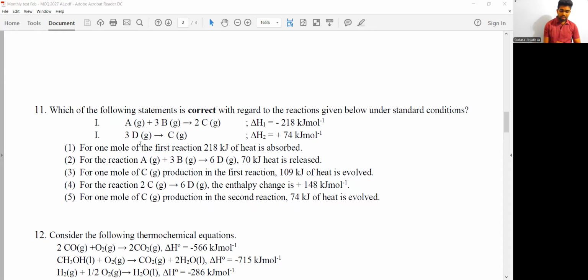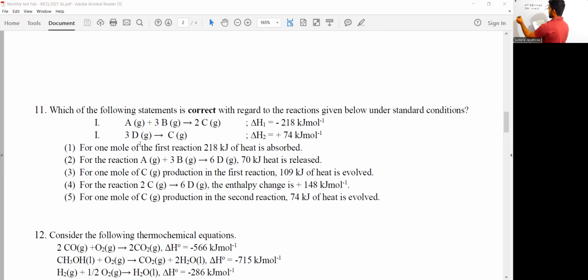And look at the second one. They are adding 2 reactions and giving you an answer, so we'll do the same thing and see. Write the 2 reactions. It is A plus 3B goes to 2C. The enthalpy change of that one is minus 218, exothermic. And the second reaction is 3D goes to C. The enthalpy change of that one is plus 74. Now if you want to get that unknown equation, A plus 3B goes to 6D, you can see C is missing.